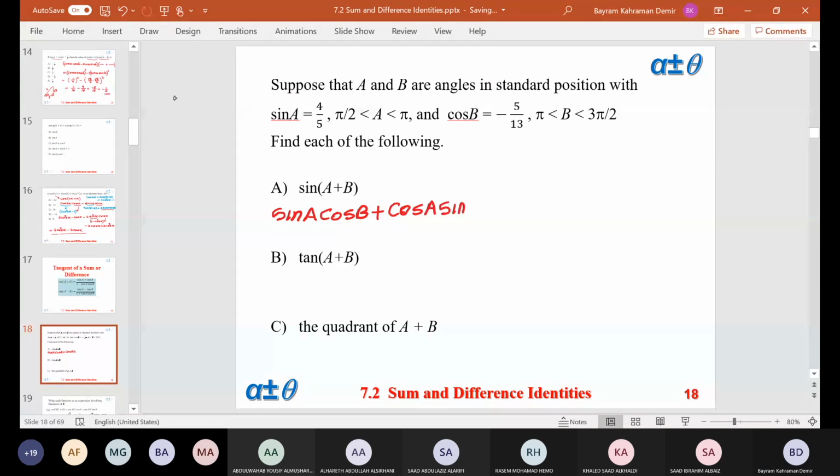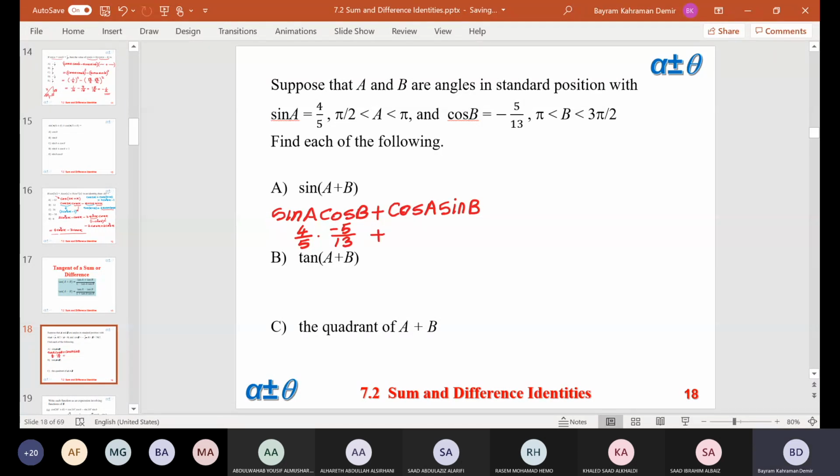Okay. Now, let's see who's going to tell me what is sine of A. Well, it is already given, 4 over 5. Sine of A is 4 over 5, times, how about cosine of B? Well, it is also given. Negative 5 over 13. It is given already.